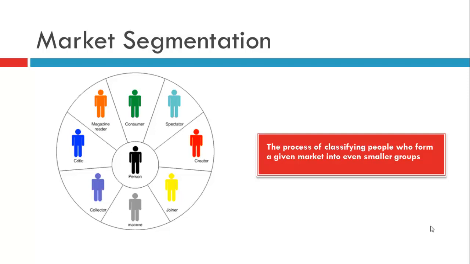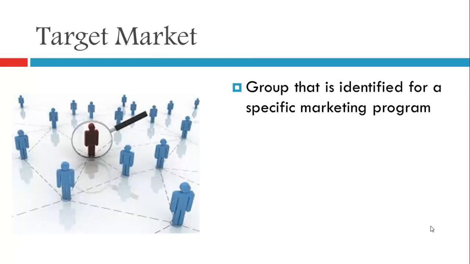This involves segmenting or breaking down the market into smaller groups that have similar characteristics. This is called market segmentation. Marketers know that groups of people often buy the same products, and they use this information in their approach to selling in that market. The goal of market segmentation is to identify the group of people most likely to become customers. The group that is identified for a specific marketing program is the target market.